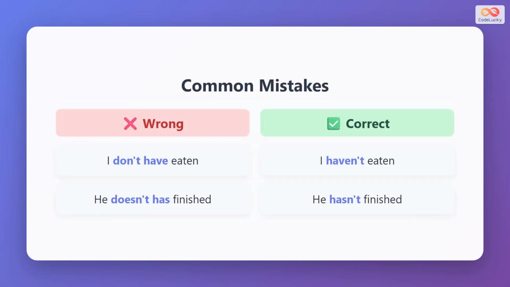Many students make these common mistakes. Don't say I don't have eaten. The correct form is I haven't eaten. Also, don't say he doesn't has finished. The correct form is he hasn't finished. Remember, we never use don't have or doesn't have with past participles. Always use haven't or hasn't for present perfect negative.